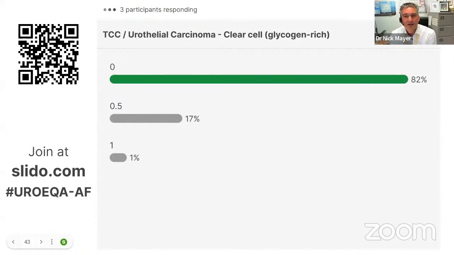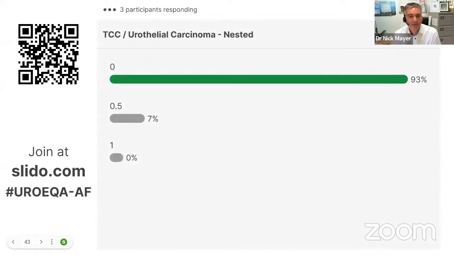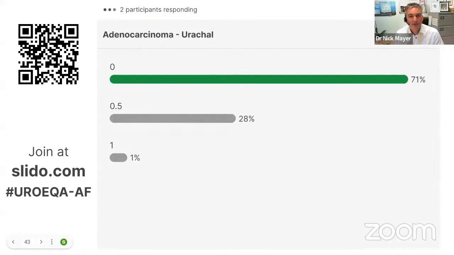TCC, glycogen rich, 0. Glandular differentiation urothelial is 0. Clear cell carcinoma of Mullerian origin is 1. Nested TCC is 0, large nested is 0, lymphoepithelioma is 0, urothelial, tubular and microcystic is 0, and urachal adenocarcinoma is 0.